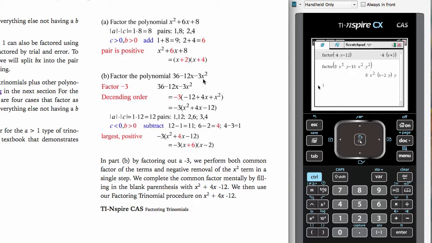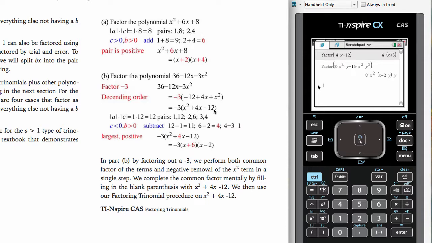Okay, to work one out like this, we always want to get this into descending order, and we always want to get the coefficient to be positive. So what we're going to do here is factor out a negative 3. When we factor out a negative 3, we're going to end up with x squared, 4x, and negative 12. Then we just ignore this negative 3 till we get down to the end.